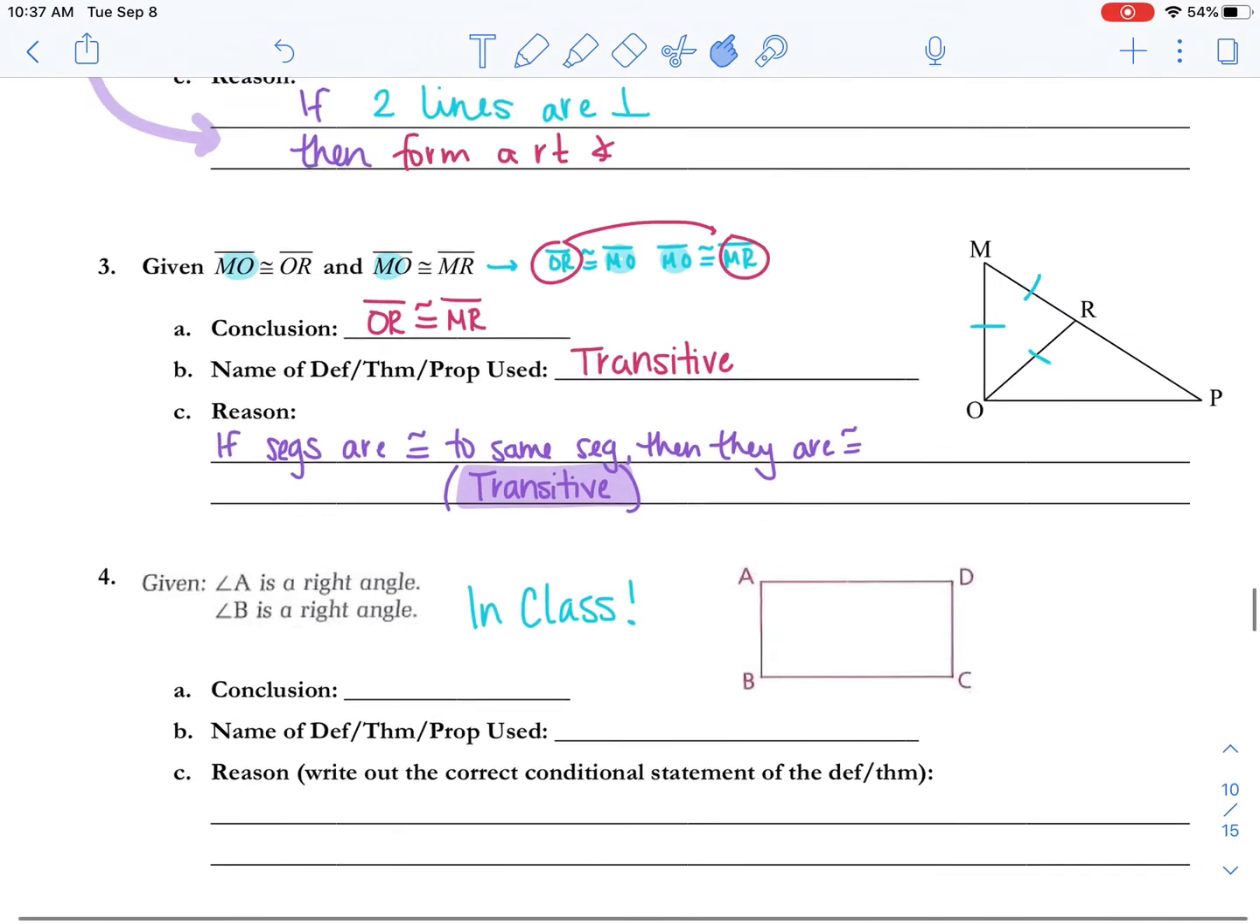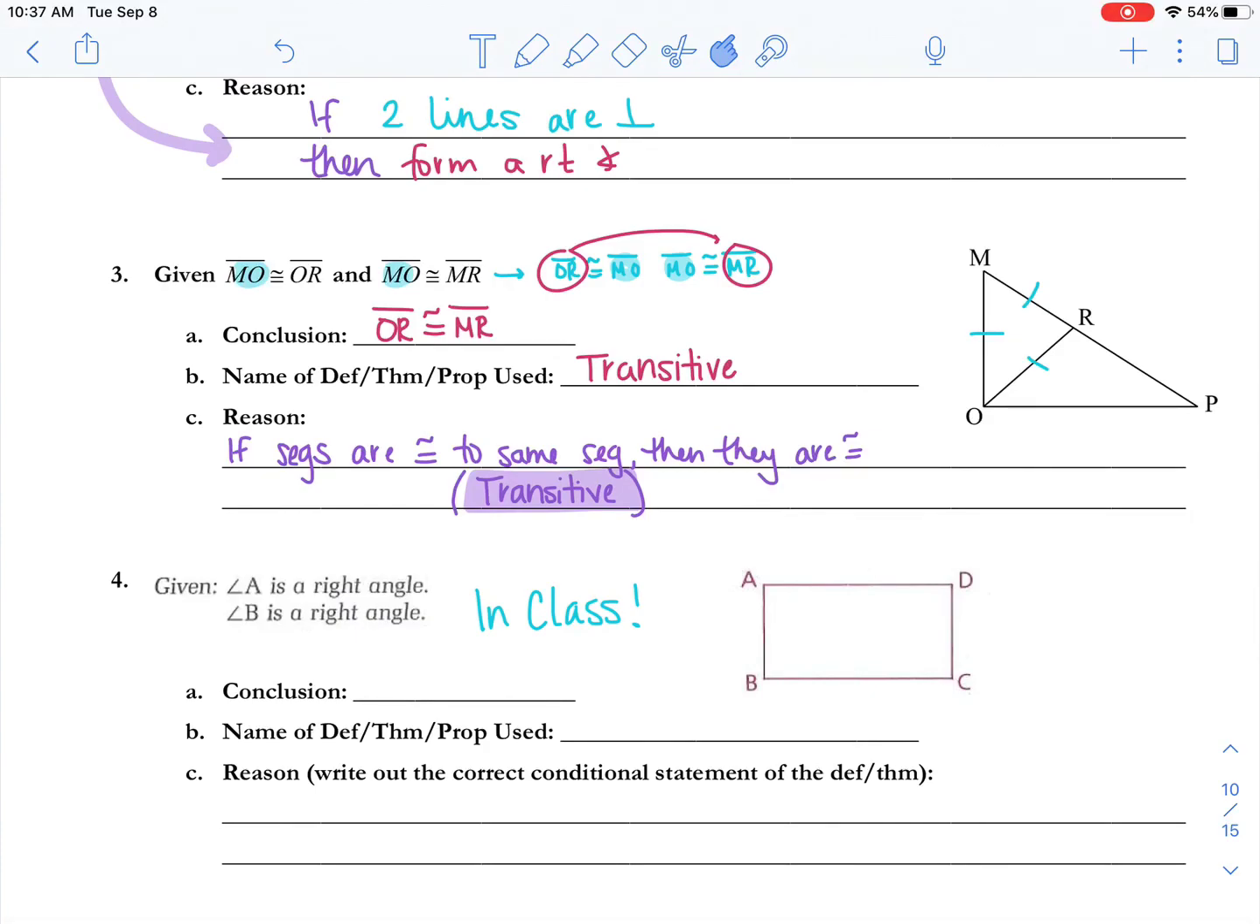We're going to do this last example together in class. There's one theorem that kind of slips by sometimes, so I want to make sure we really hit it.